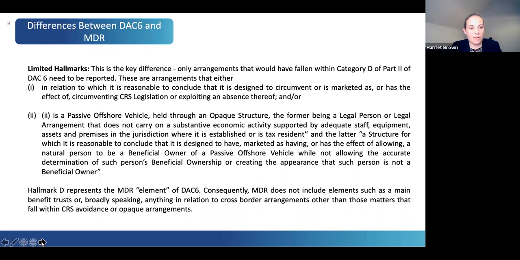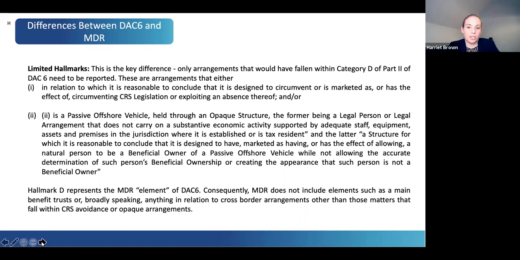So we've got set out there broadly rule 1.1 and 1.2 of the MDR. It just tells us about when you've got a CRS avoidance arrangement. A CRS avoidance arrangement is an arrangement in relation to which it is reasonable to conclude that it is designed to circumvent, or is marketed as, or has the effect of circumventing CRS legislation or exploiting the absence thereof. Just a quick point there.